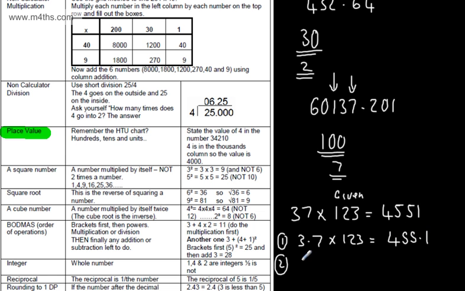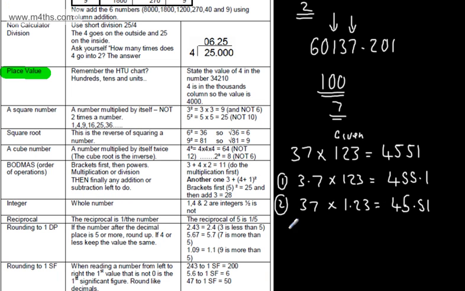Another example, we might have 37 multiplied now by 1.23. We can see now that this number has got 100 times smaller, therefore our final answer would get 100 times smaller. So instead of having now the 51, we would end up with 45.51. Okay, let's just look at one more.